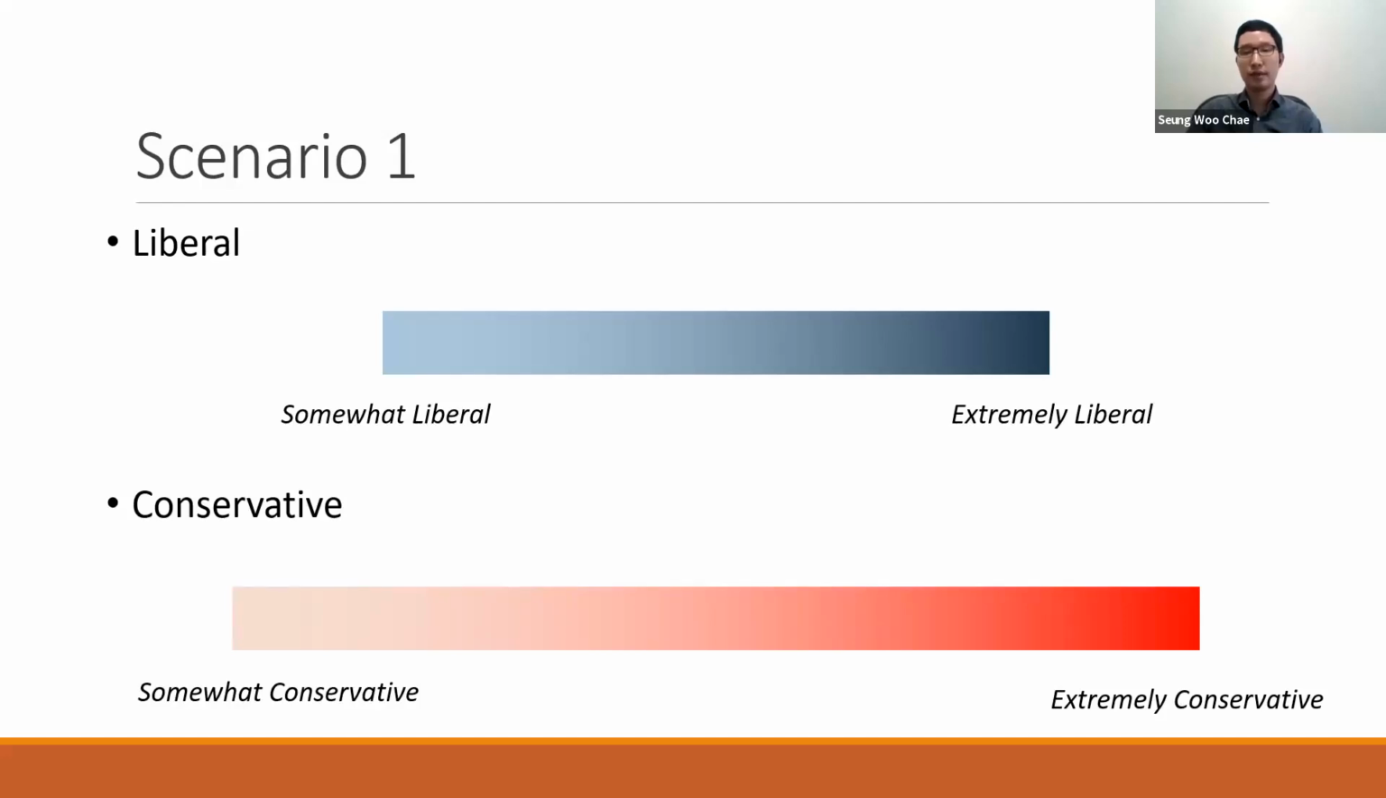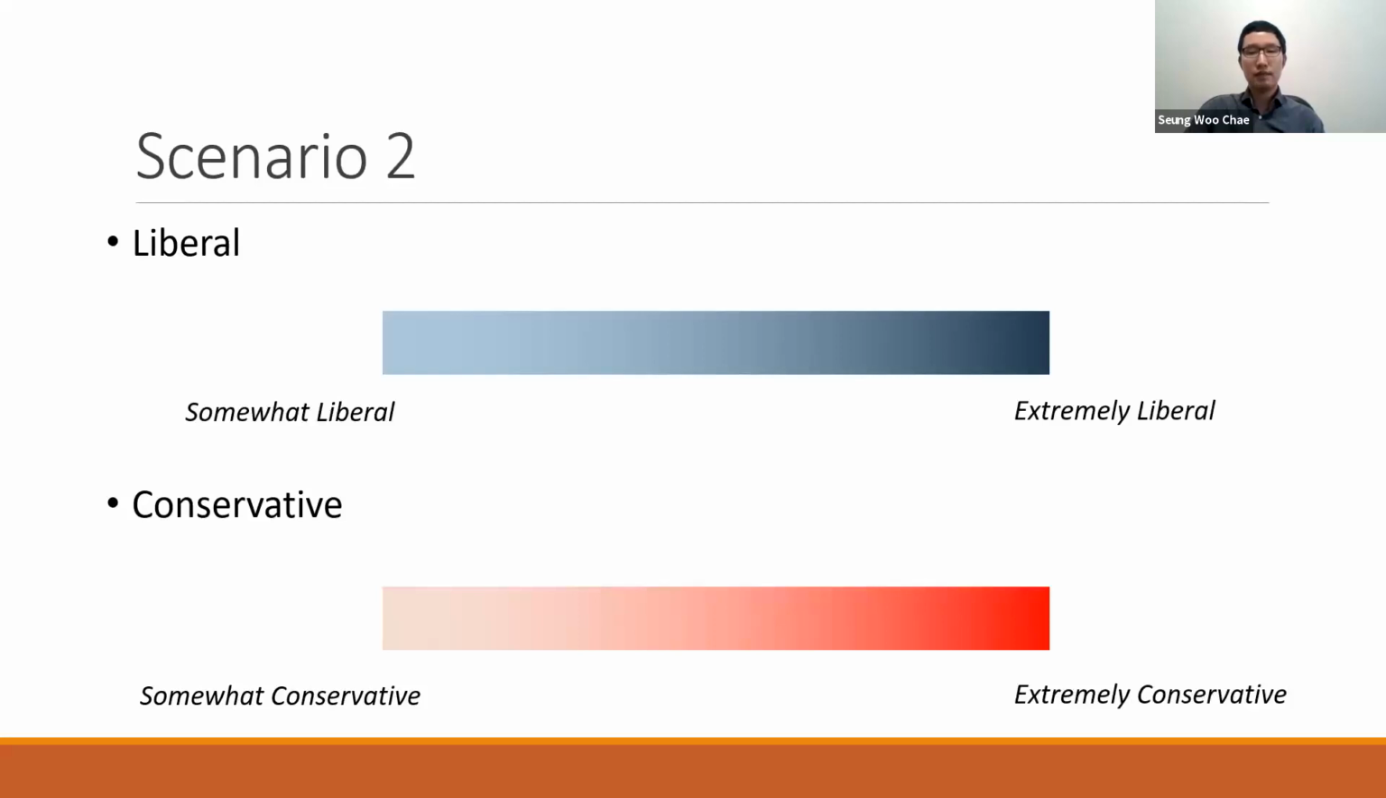So first scenario, the spectrum of the conservative is wider than the liberal. So it could have a higher standard deviation. If that's the case, the smaller similarity score of the conservative group could be natural.